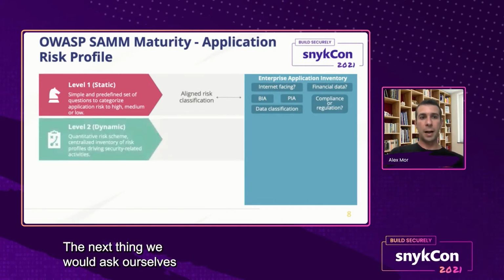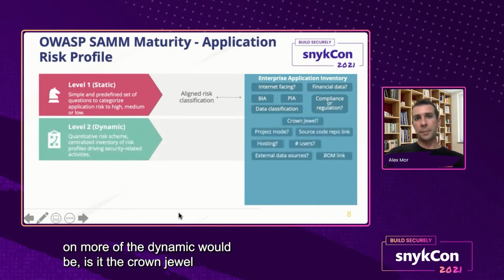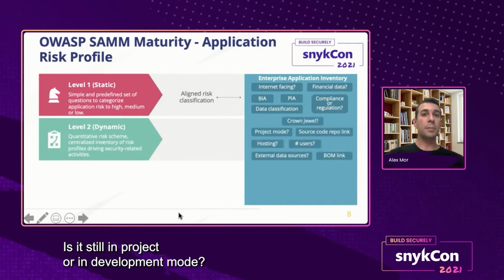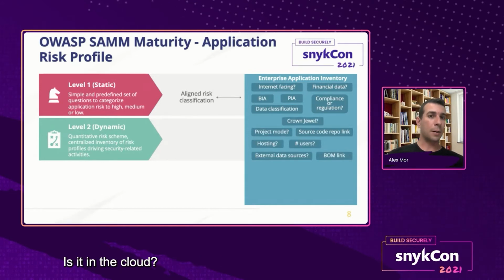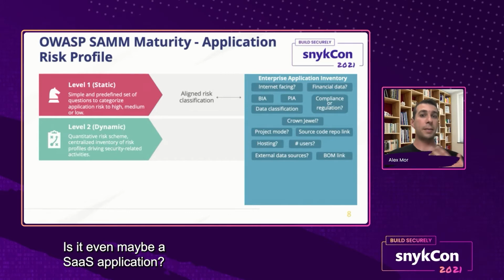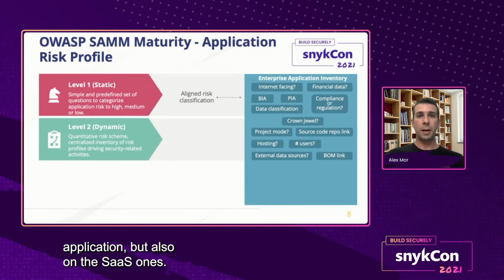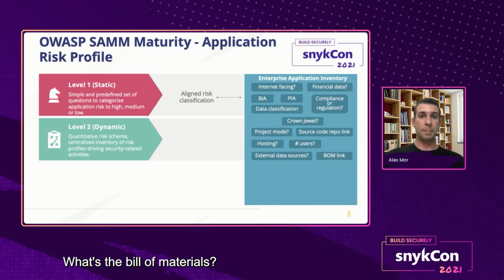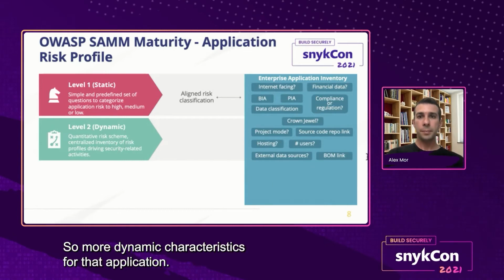The next thing we would ask ourselves, on the more dynamic side, would be: is it a crown jewel application? Is it still in project or in development mode? How many users do we have? Where is it hosted? Is it in the cloud? Is it on-prem? Is it maybe even a SaaS application, right? We want to ask ourselves not only about the in-house developed applications, but also the SaaS ones. Does it interact with external data sources? What's the bill of materials, how many changes does it have on a weekly, monthly basis, right? So more dynamic characteristics for that application.